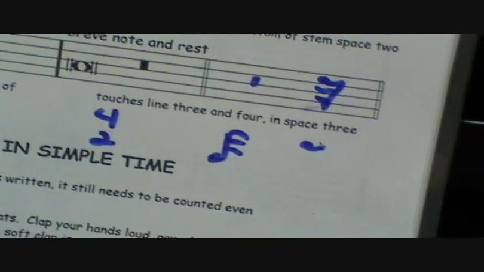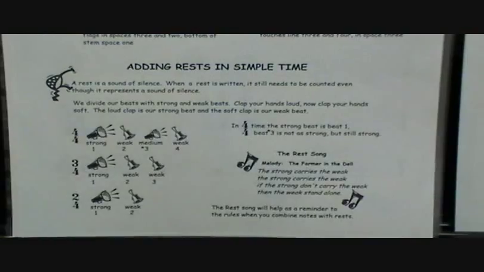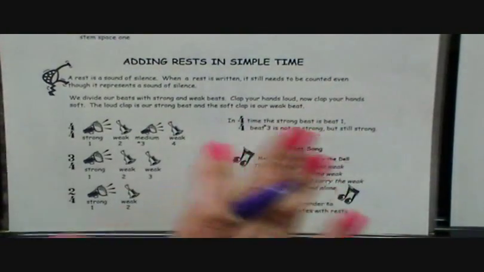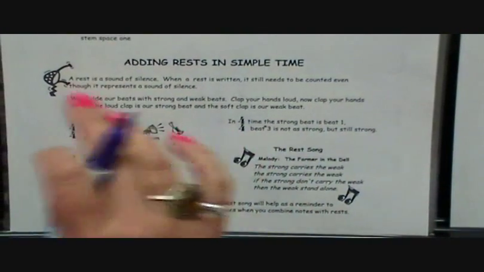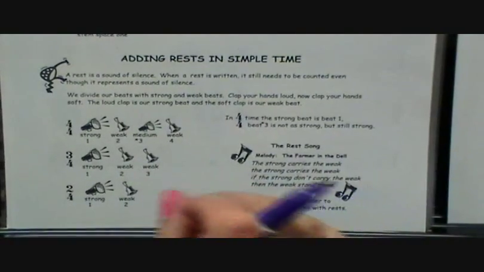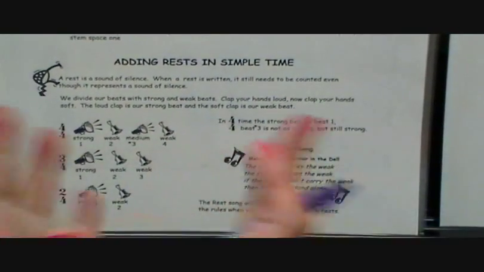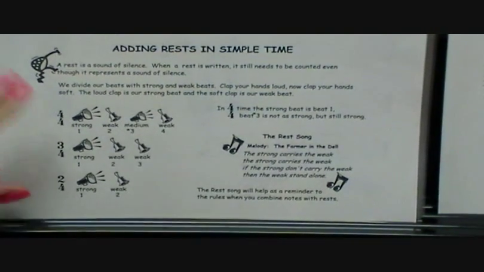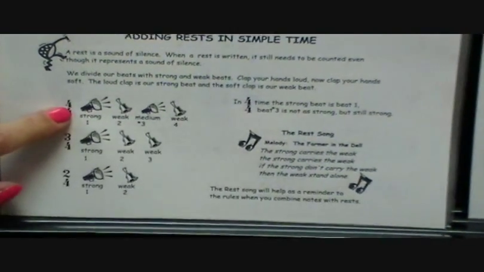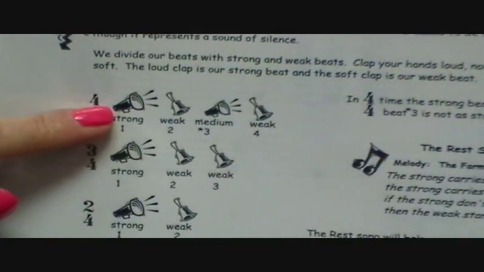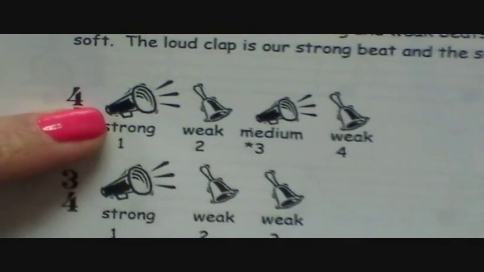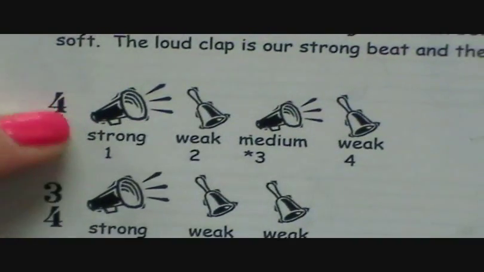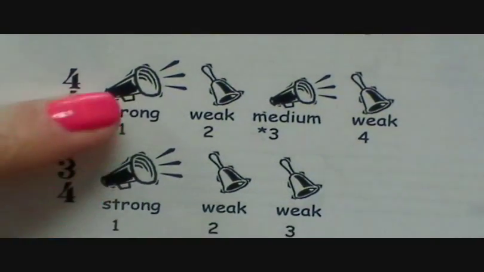And now, okay, so now let's just talk about timing. Okay, we just said a rest is a sound of silence. So now we have to divide the beats into strong and weak beats. For instance, if there's 4 beats in a measure. And remember, for the basic theory, we're only talking about simple time. So it can be a 4 on top, a 3 on top, or a 2 on top.